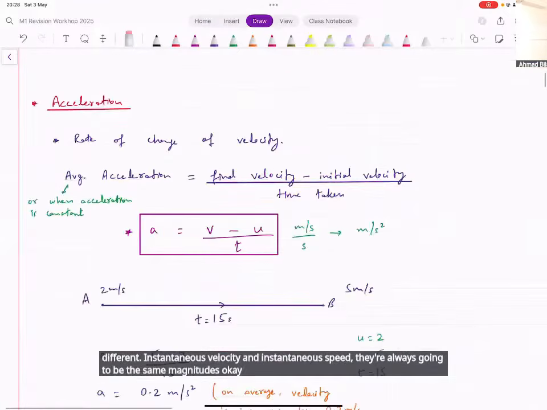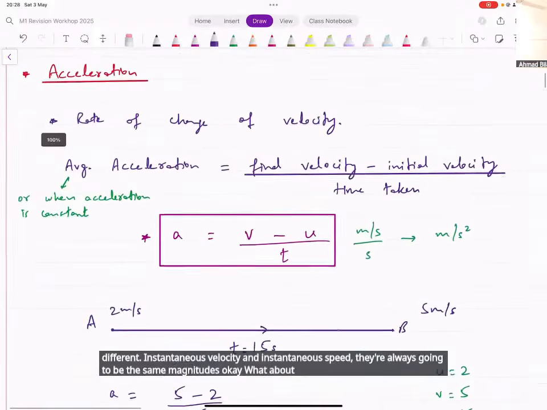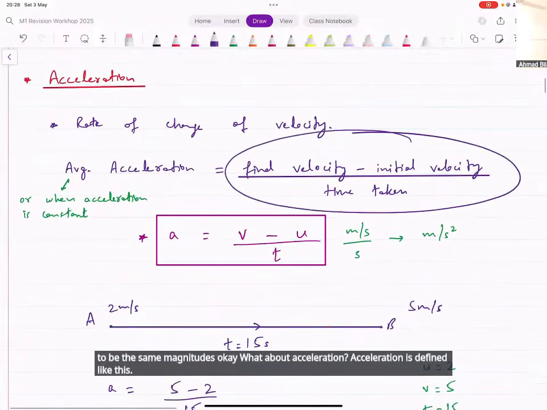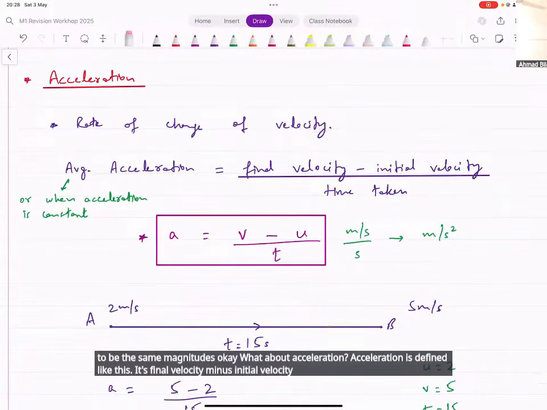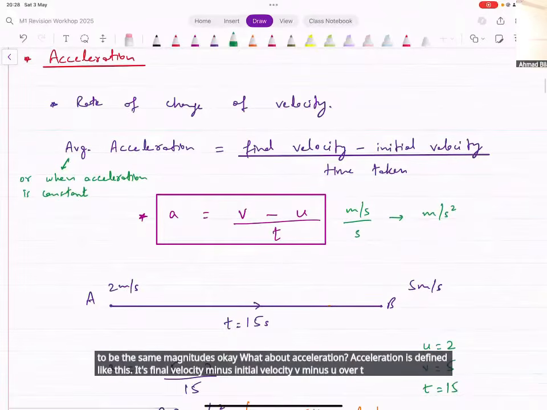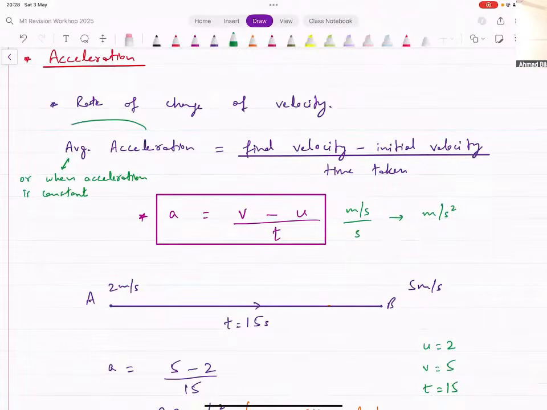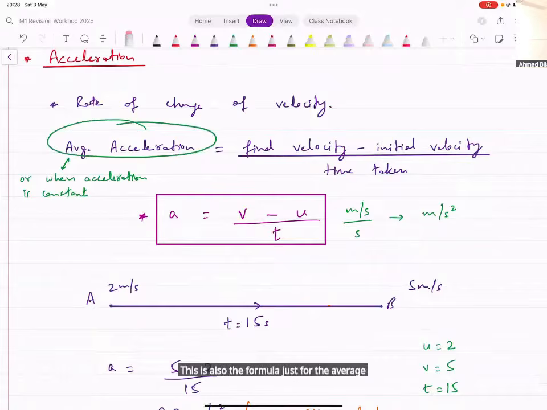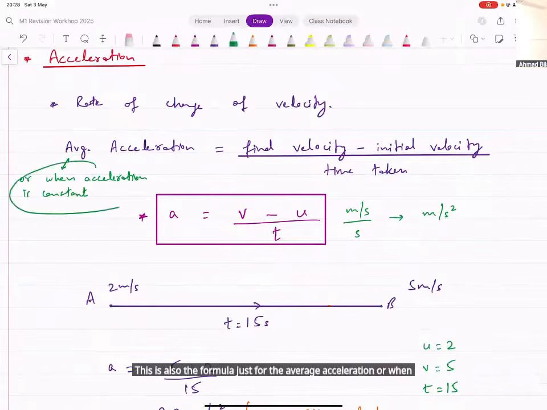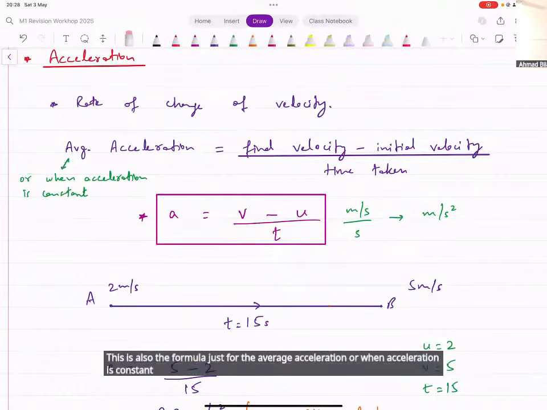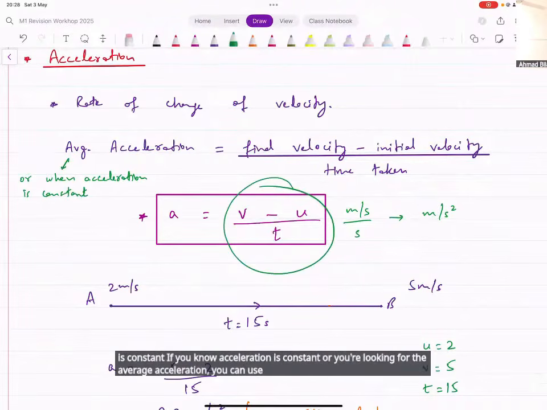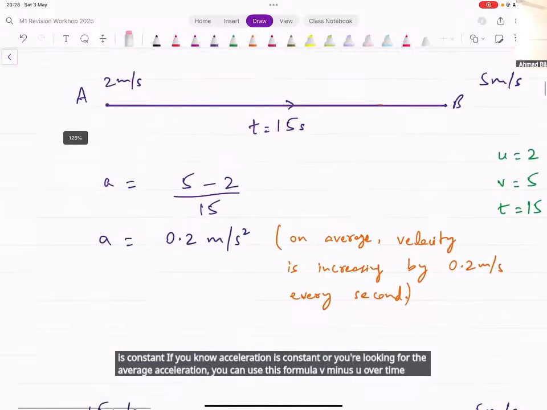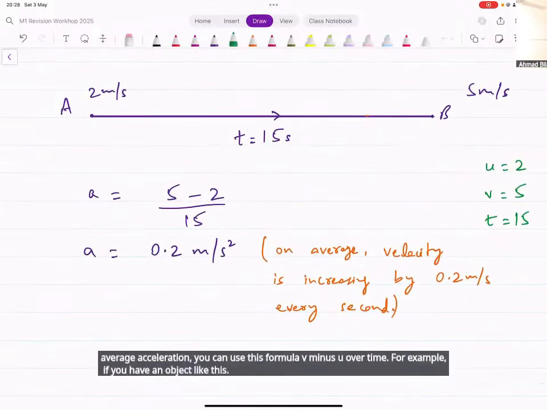Okay. What about acceleration? Acceleration is defined like this. It's final velocity minus initial velocity, v minus u over t. This is also the formula just for the average acceleration, or when acceleration is constant. If you know acceleration is constant, or you're looking for the average acceleration, you can use this formula, v minus u over time.